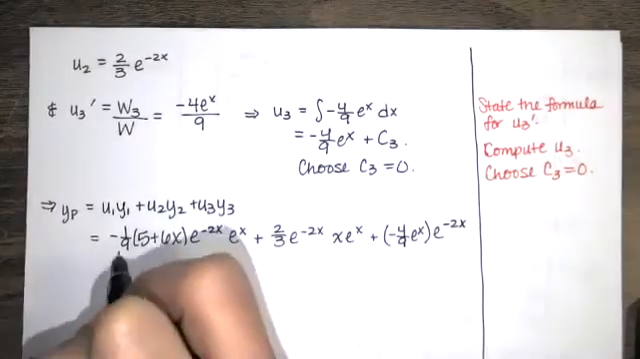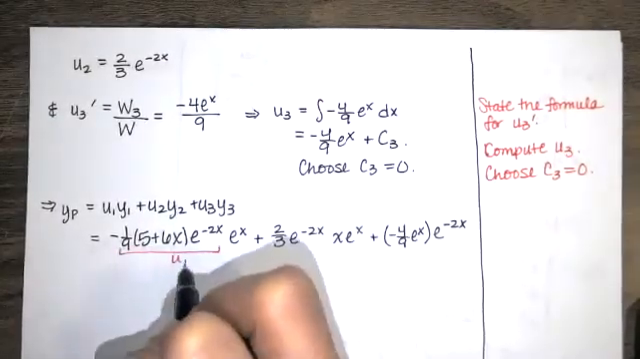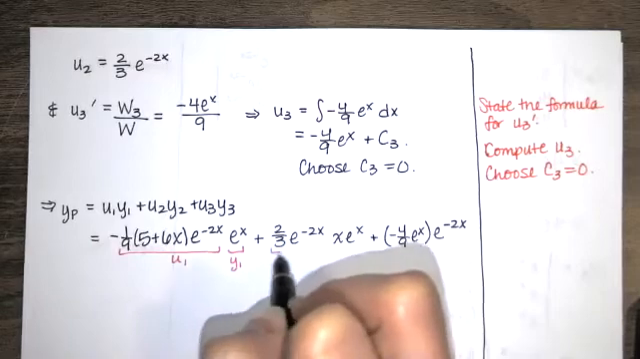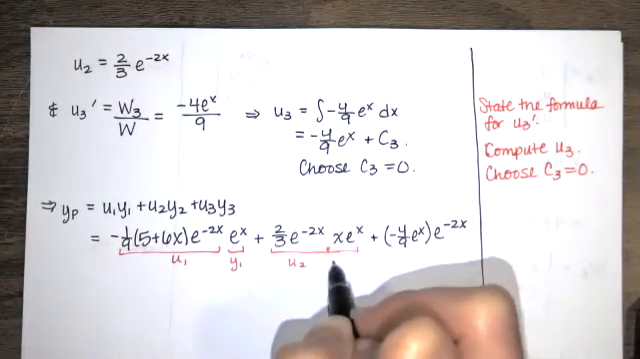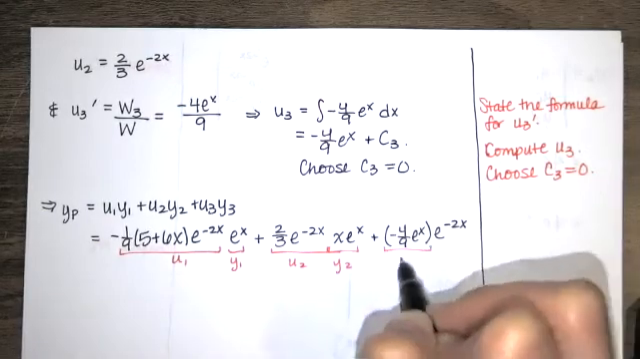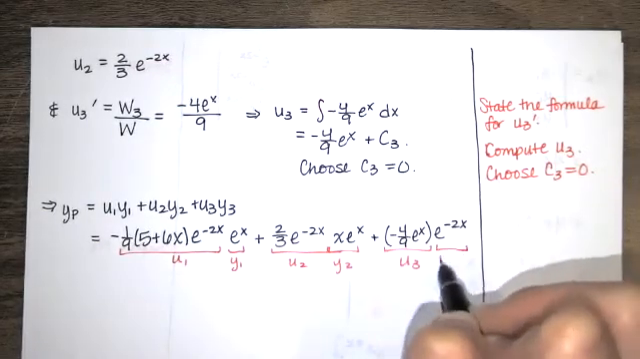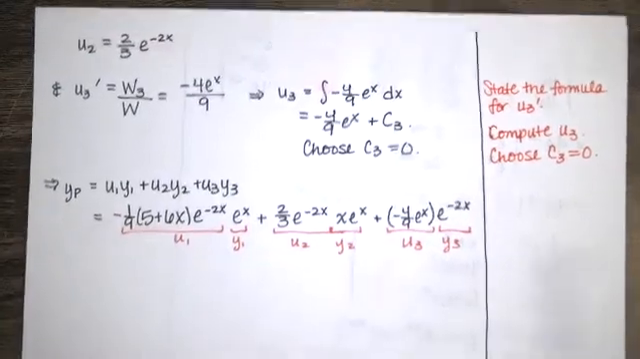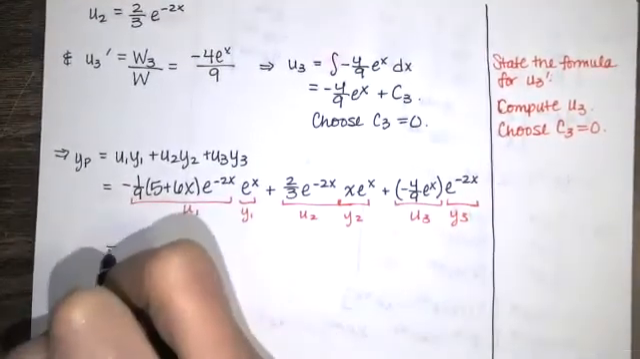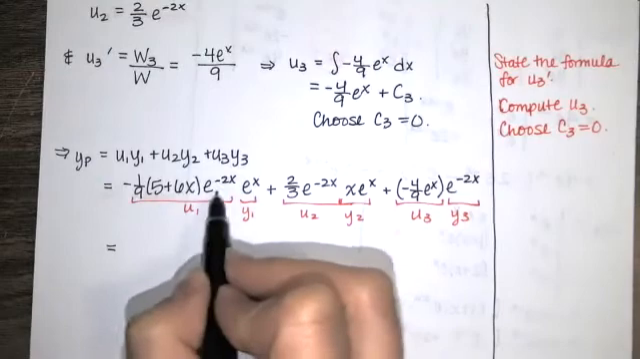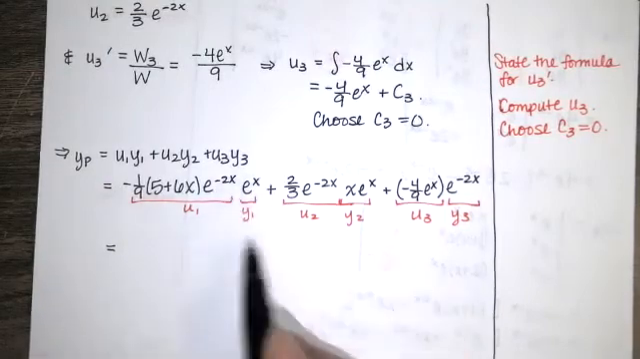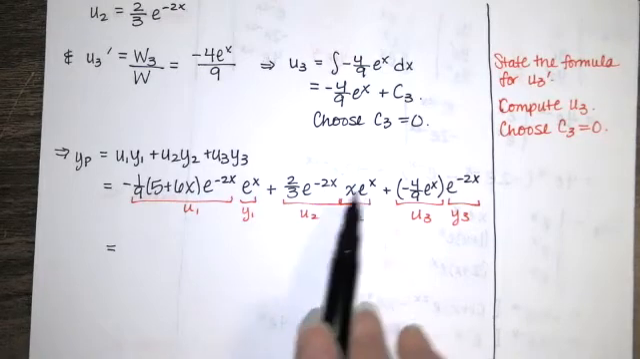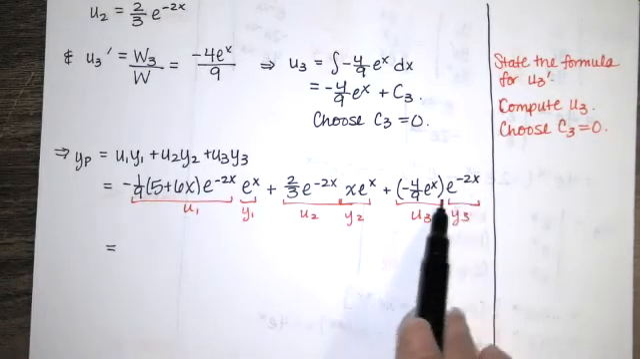So this is my u1 y1 plus u2, and this piece is y2, plus u sub 3, y sub 3. And then we're going to simplify from there. So we've got, if you multiply these two guys together, you end up with an e to the -x. And if you multiply these two guys, you'll get an e to the -x here and 1 over here.